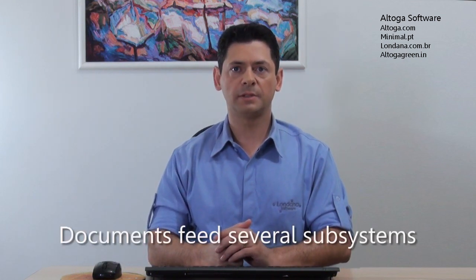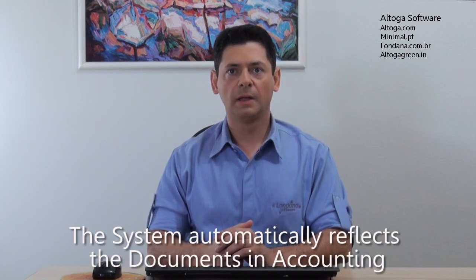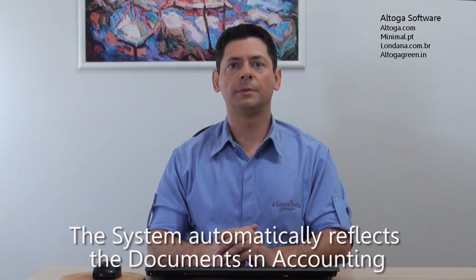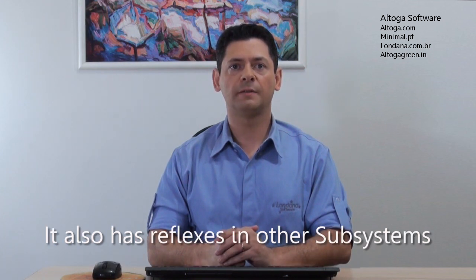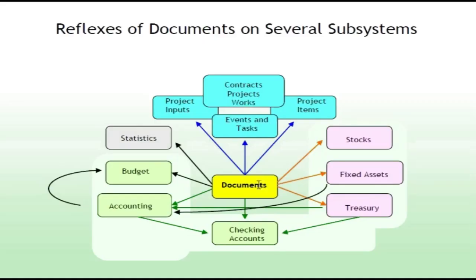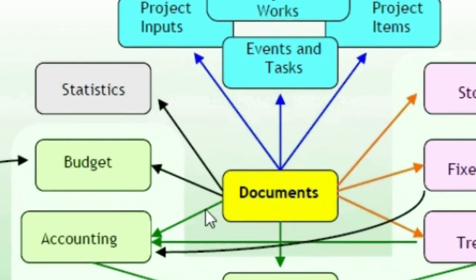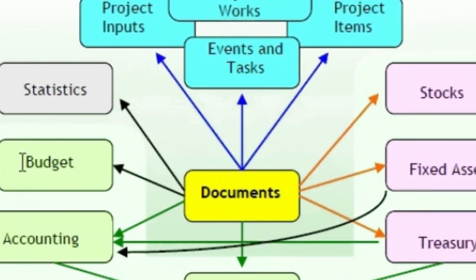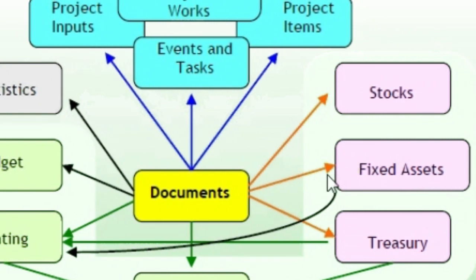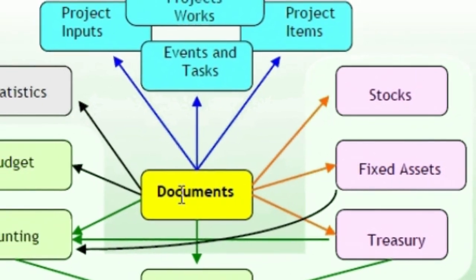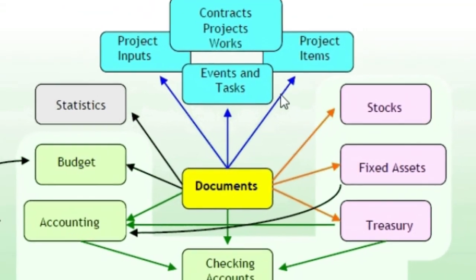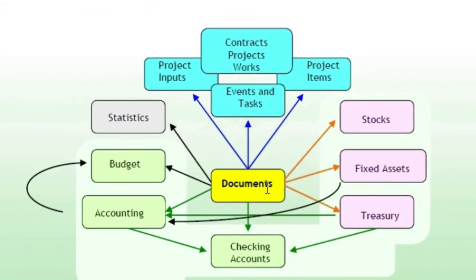Documents feed several subsystems. Once the documents have been recorded into the system, it is smart enough to perform the reflections over documents in the various subsystems automatically. Let's see that. Documents are reflected in several subsystems with emphasis on accounting, budget, and treasury, fixed assets, and stocks. Thus, a great part of the operations in accounting is done automatically, as automatic reflections of those documents.